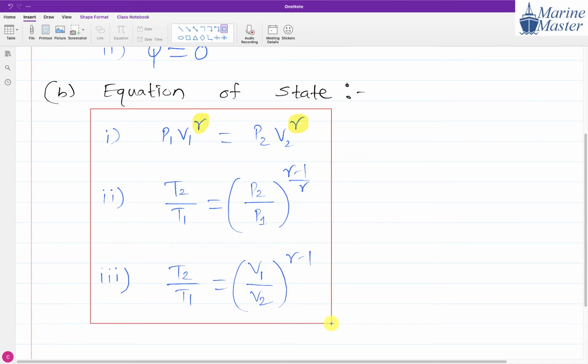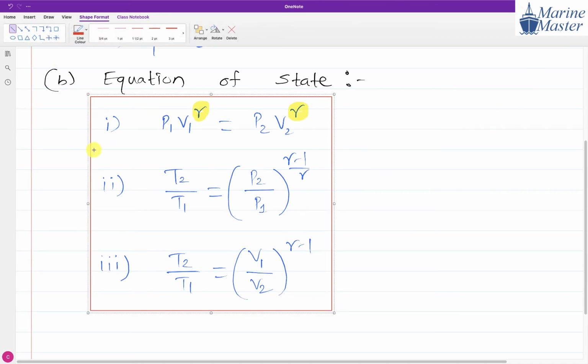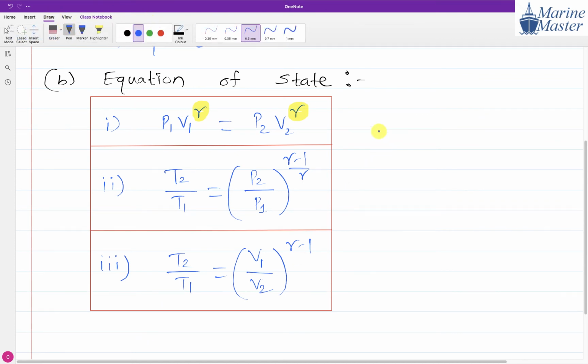For this one, the generalized equation of state is also applicable. Other than the generalized equation of state, these 3 equations of state are also there. And here, gamma stands for adiabatic index or isentropic index. Because it is the index for the isentropic process or adiabatic process, that's why we have given the name adiabatic index or isentropic index for gamma.